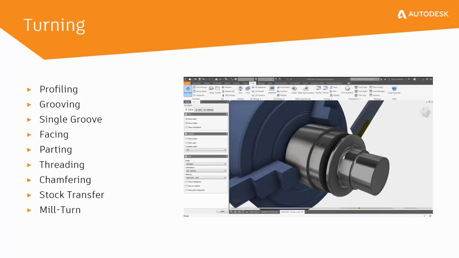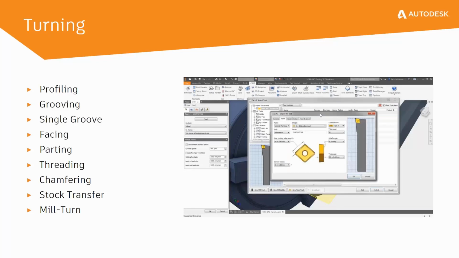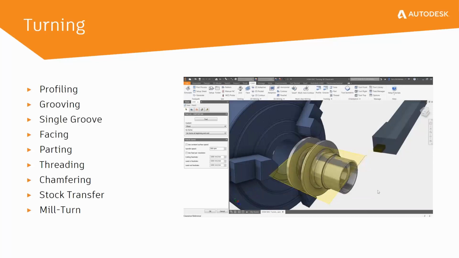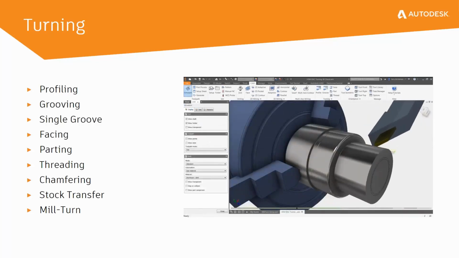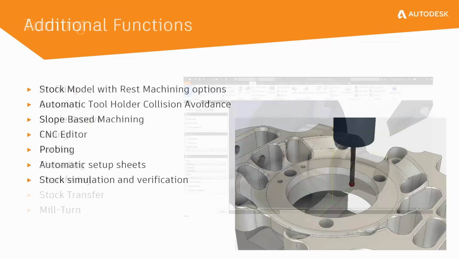And finally, turning. Turning is another area that is available to users of Autodesk HSM. So if you're looking to do turning using things like profiling, grooving, facing, threading, chamfering, as well as mill turn capabilities, Autodesk HSM comes included with these capabilities.